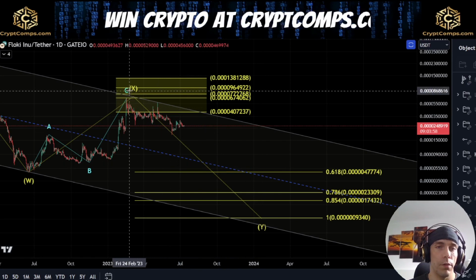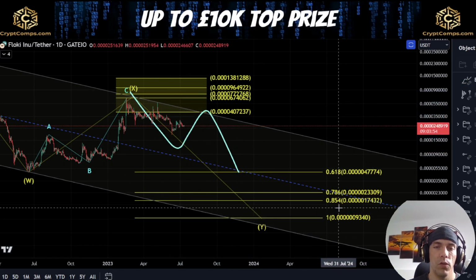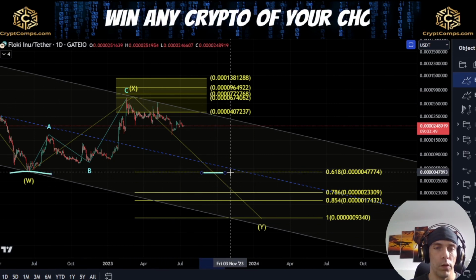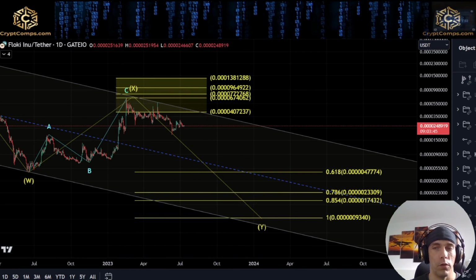So we need to just be careful that if we see 3 waves here, we do have potential to come down to this 1-to-1, but it doesn't necessarily have to. And the fact that we'd be looking for that possibility of a double bottom here would be very interesting to me indeed if we do start to push down into those levels.